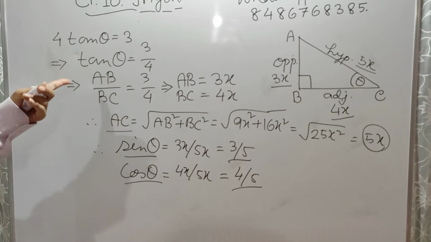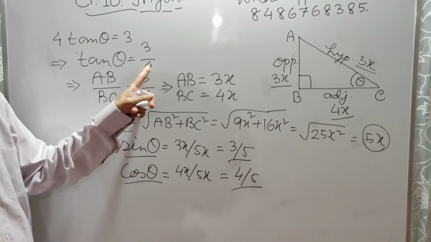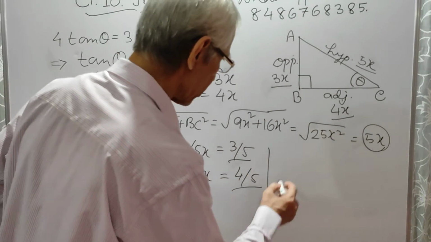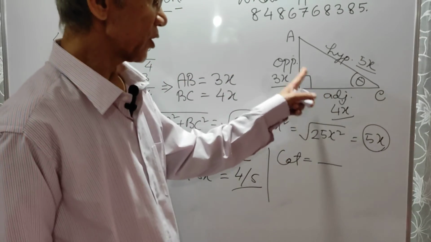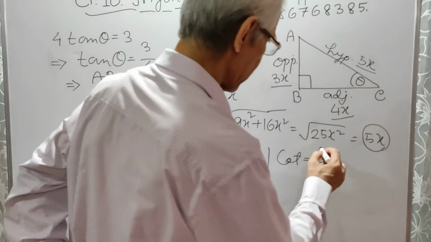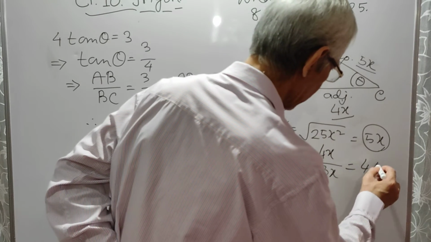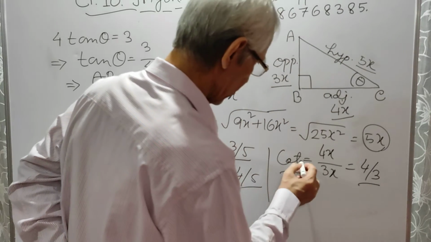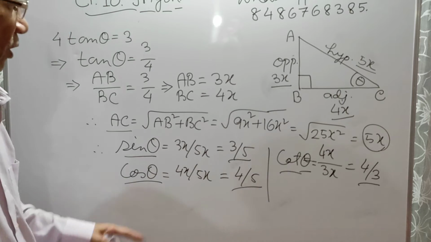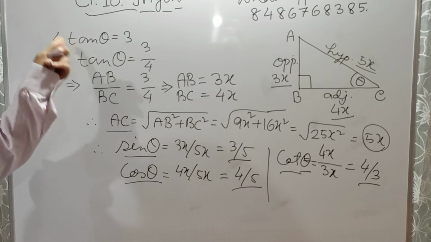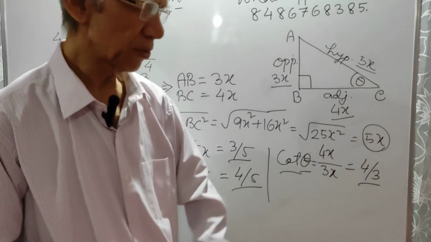Now from tan we can find easily cot. Cot is the reciprocal of tan. What will be cot then? 4 by 3. Or from the triangle also you can find cot. Cot is adjacent by opposite, that means 4x by 3x, that means 4 by 3. So tan is 3 by 4, therefore reciprocal of tan, cot is 4 by 3, or from the triangle, 4x by 3x, that is 4 by 3.